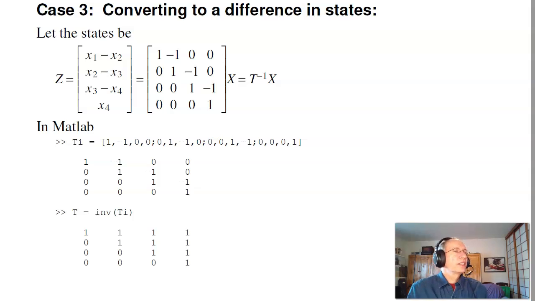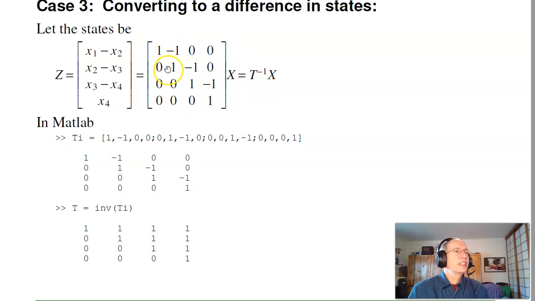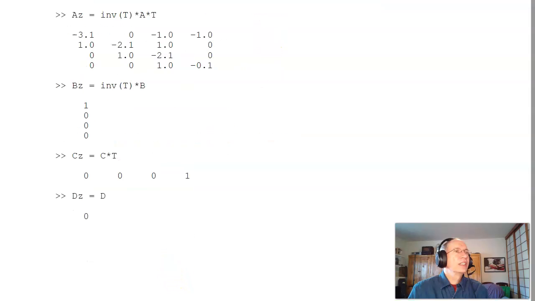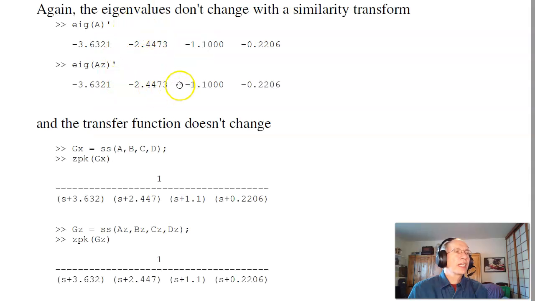Finally, just for fun, let's do another change in variable. Let Z be x1 minus x2, x2 minus x3, x3 minus x4, and x4. That means that Z is this matrix, x1 minus x2, x2 minus x3, x3 minus x4, x4 times x. If that's T inverse, then here's T inverse, here's T. Do your similarity transform, and you get something. Likewise for BZ and CZ. The eigenvalues again don't change. The transfer function doesn't change.